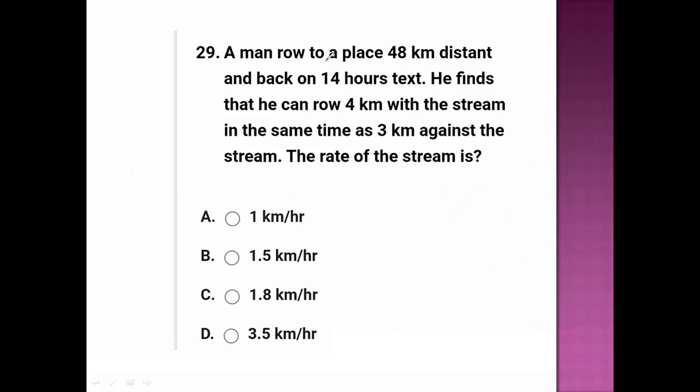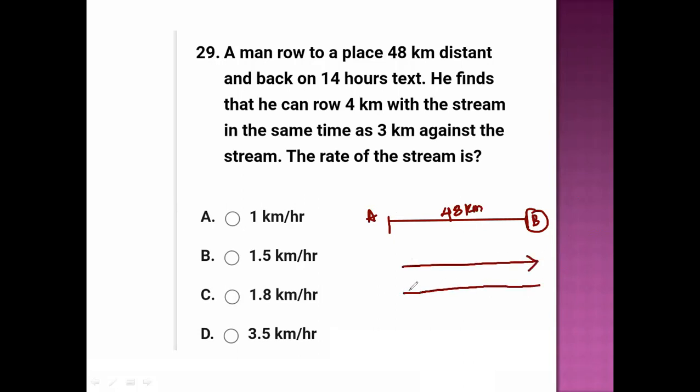A man rows to a place 48 kilometer distance and back in 14 hours. So we'll call this point A and this point B. A man can row to the place B. 48 kilometer is the distance between A and B.